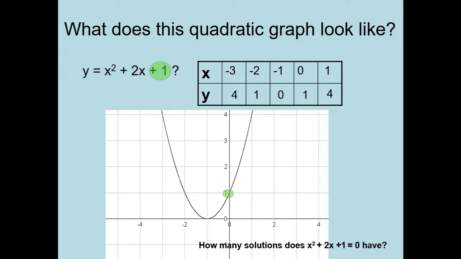Well, since I've accurately graphed this, you can see that there's one solution. Figuring out what that one solution is, if you're lucky, it's in the table of values, and it is. When y is equal to 0, x is equal to -1.